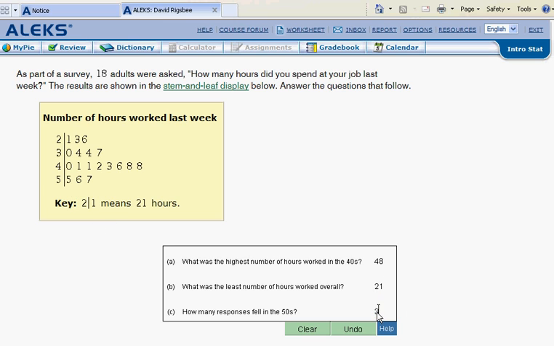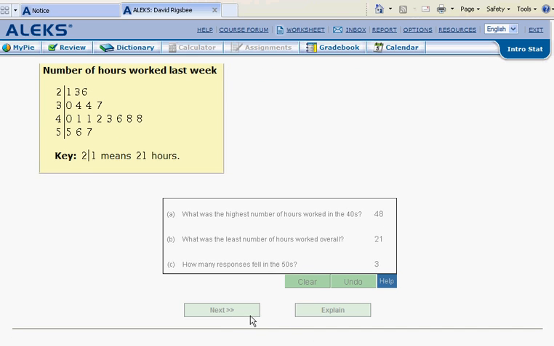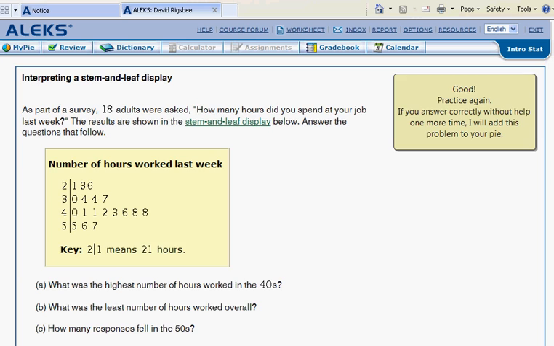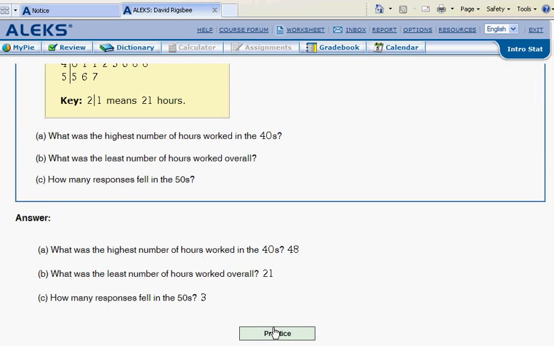So they'll ask a series of questions like this. Each of these questions can be determined easily from the stem leaf plot. Let's try one more and see what they give us.